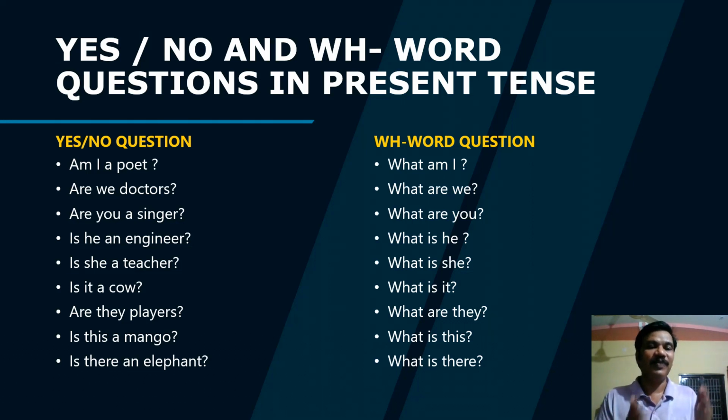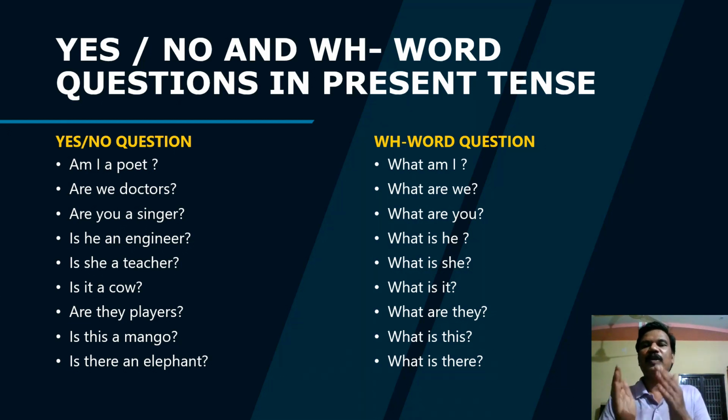They are players. Are they players? Is this a mango? Actually, what is the sentence? This is a mango. So we change it into, is this a mango? Is there an elephant? The actual sentence is a statement: there is an elephant. Here what you have to understand is, if we put the be form in front of the subject, it becomes a question. Then use a question mark. Observe carefully, every sentence has a question mark.